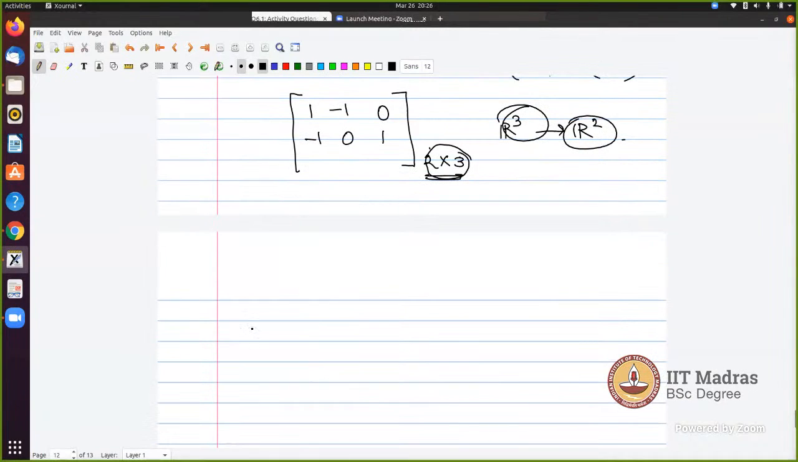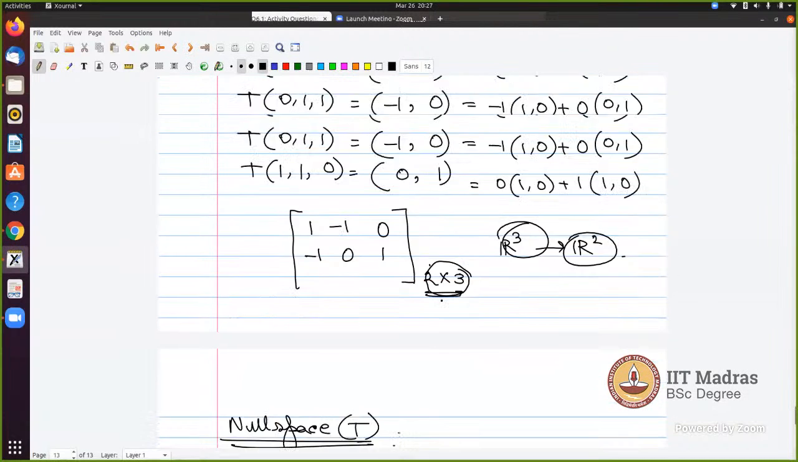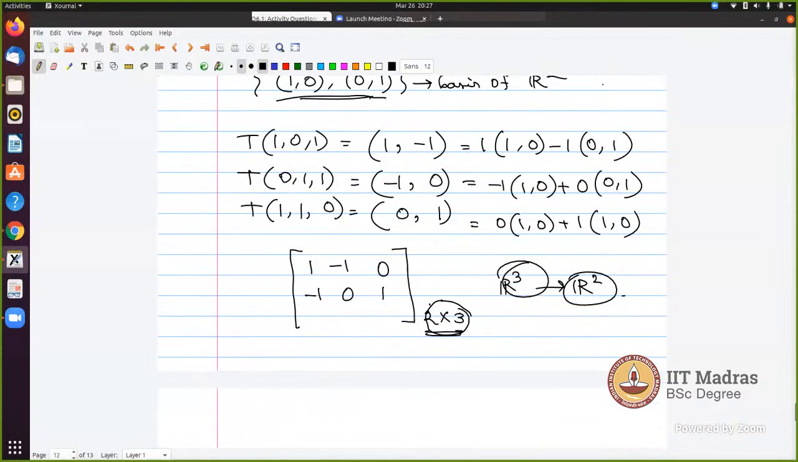Now let us calculate its null space. What is the null space of the transformation? Null space of T. What does null space mean?